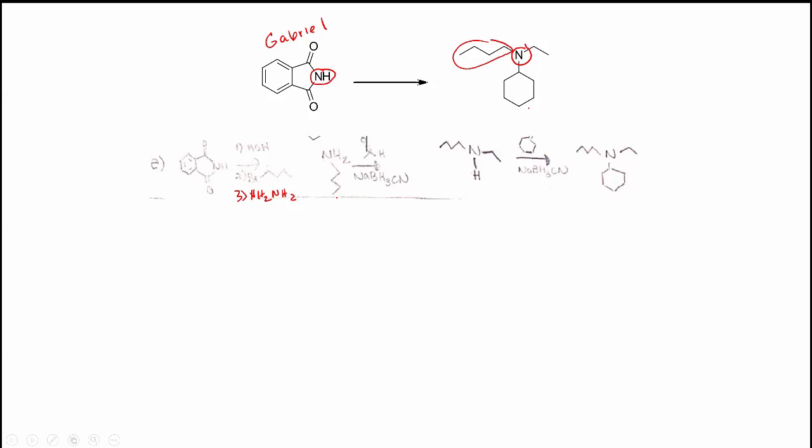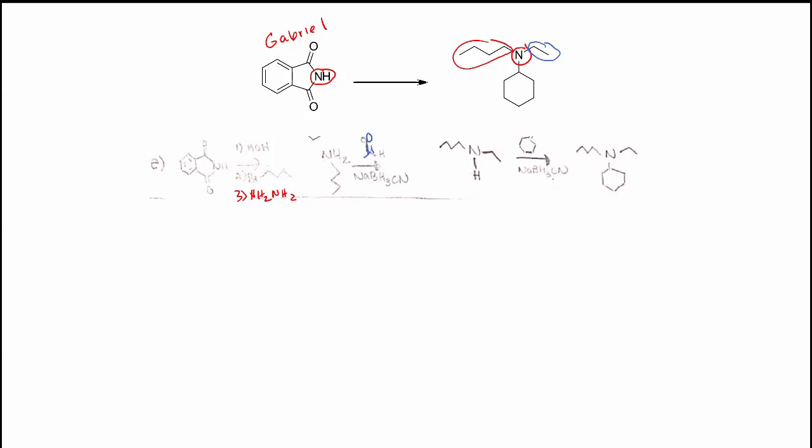And it looks like they added acetaldehyde for these 2 carbons right here. So that was this reagent plus sodium cyanoborohydride, which would give you the N. This would be N-ethylbutylamine, if you were naming that.